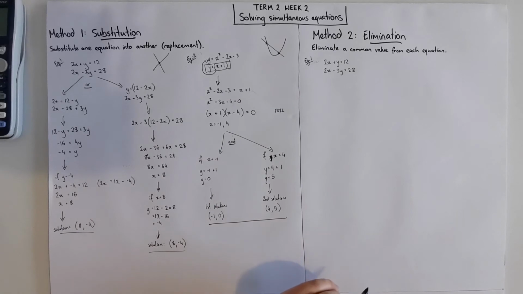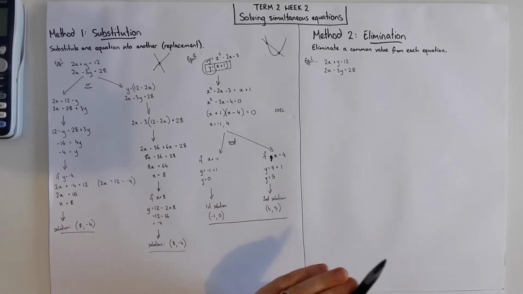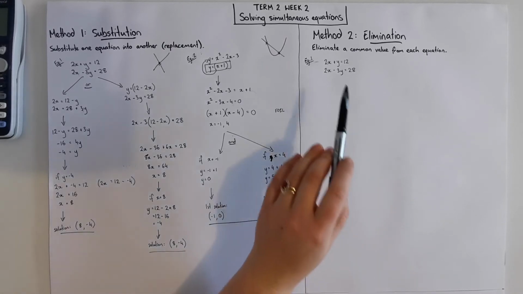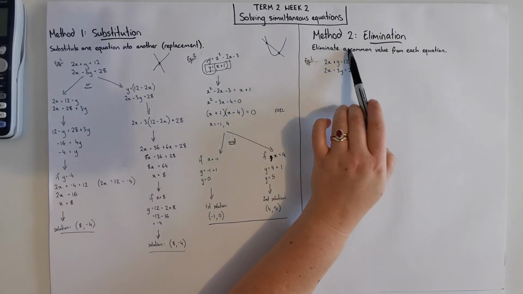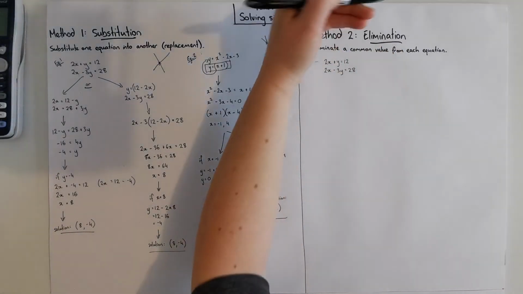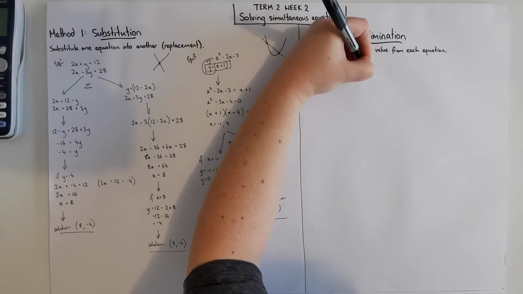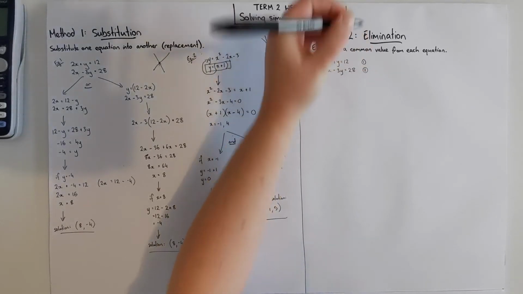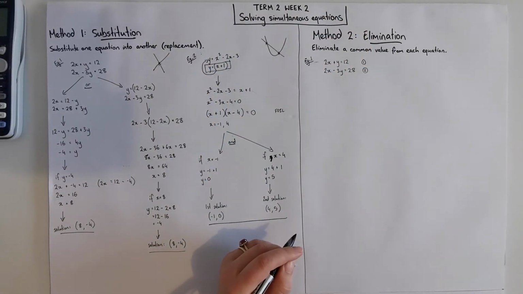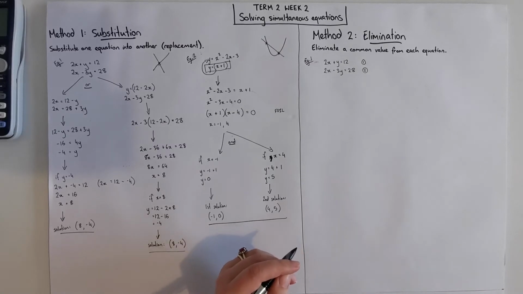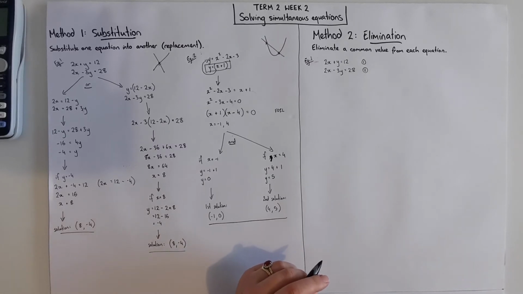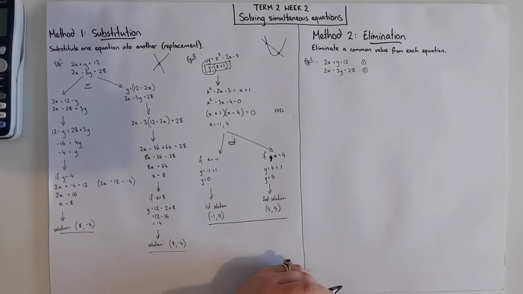I have those same equations here, 2x plus y equals 12 and 2x minus 3y equals 28. For the purposes of this process, which is elimination, where we're looking for a common value, I'm going to find it easier to label my equations. This is something I do personally like doing. Colour coding would work just as well, and you don't actually have to do this. It just helps to keep things in order.